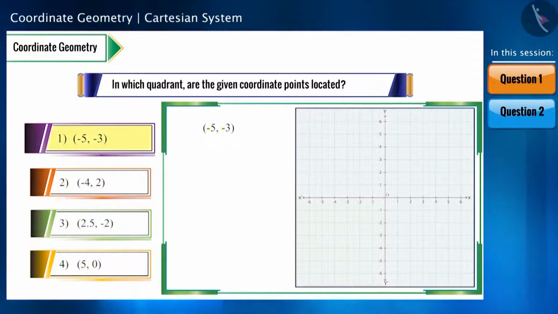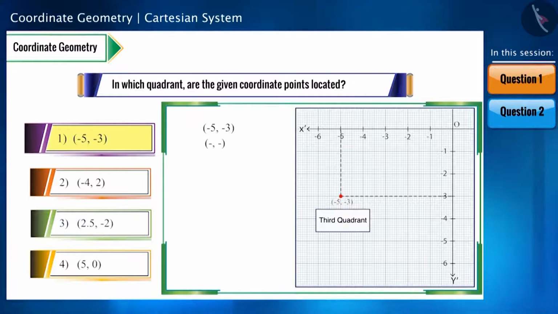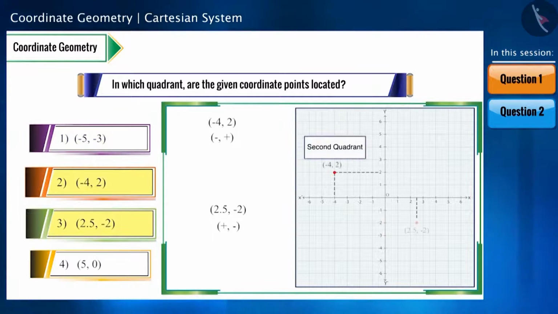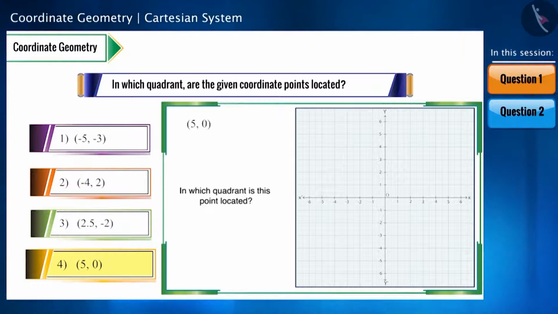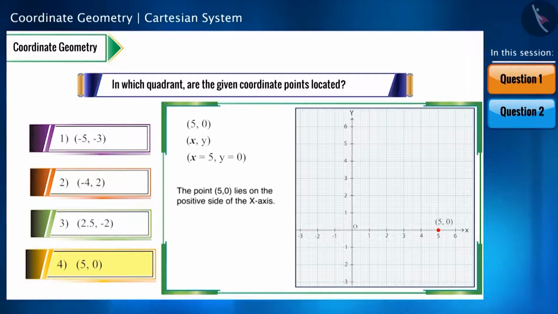The sign of the first option reflects the third quadrant, minus minus. That is, this point is located in the third quadrant. Similarly, the second and third options will be in the second and fourth quadrants respectively. Can you tell the position of the fourth coordinate point? If we see this point in the xy plane, its x coordinate is 5 and y coordinate is 0. This point is not in any quadrant but on the positive side of the x-axis at 5 units.